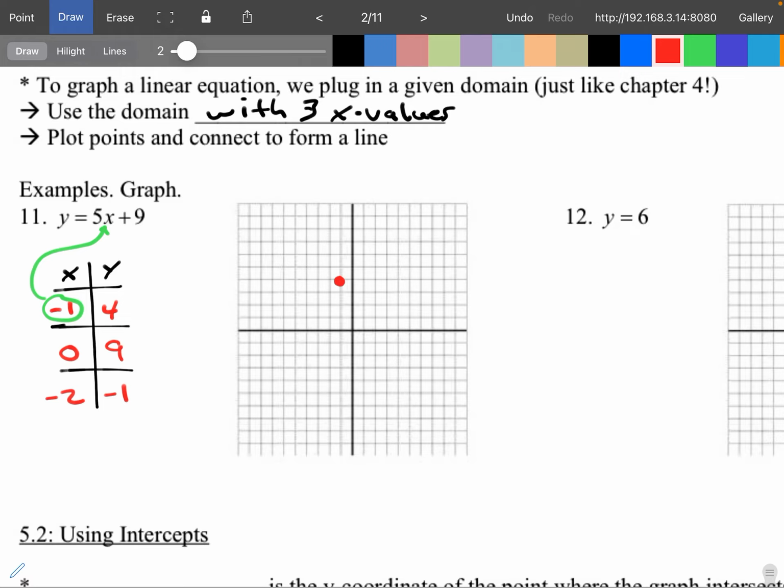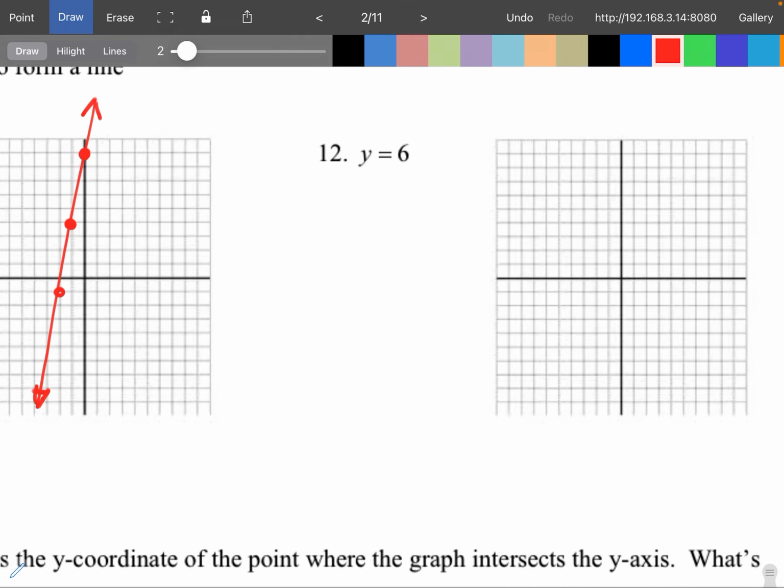Now, if we plot these, they should line up in a straight line. If they don't, we messed it up, right? So here we go. Negative 1, 4. So we got to go 1 left, 4 up. Okay, see the lines. I know, it's hard. And then 0, 9. So that's 0 left or right and 9 up. That's up here. And then negative 2, negative 1. That's 2 left, 1 down. That looks like a straight line. There you go. So they line up so you know you did it right. You connect them and put arrows on the end.